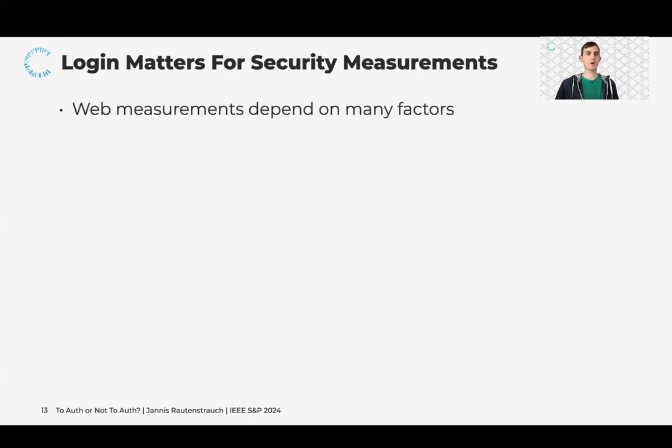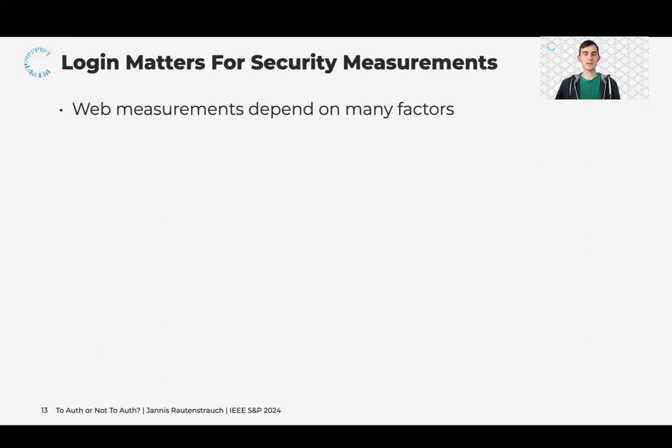With that, I want to summarize our findings. First, as we already know from prior works, web measurements depend on many factors. For example, from where do you perform the crawl? Like which geolocation? Is the crawl from the EU or the US or some other country? This can have major impact. Also, it can depend on the IP. Is it like a residential IP or a cloud IP? Because cloud IPs get blocked more often as a bot.